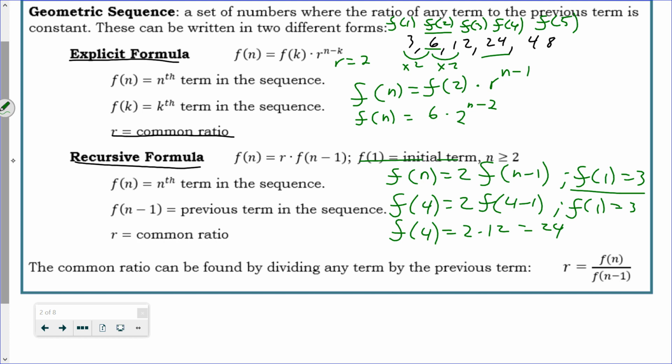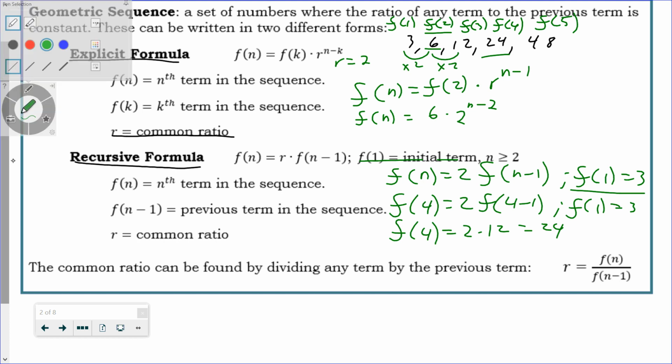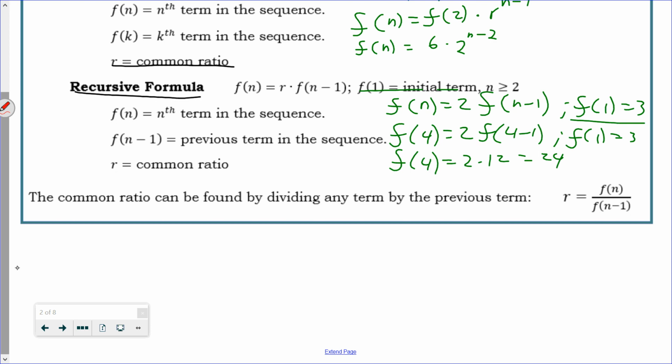Sorry? N was greater than 2? Like the explicit or the recursive? Oh, this is n is greater than or equal to 2 because you can't really figure out what f of 1 is, right? If I say, well, what's f of 1? That's going to be 2 times f of 1 minus 1, right? Well, what's f of 0? Do I have an f of 0? I don't have one, right?